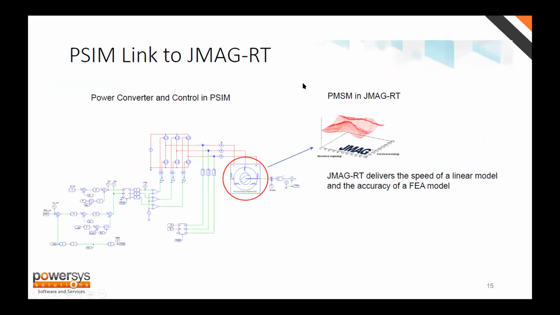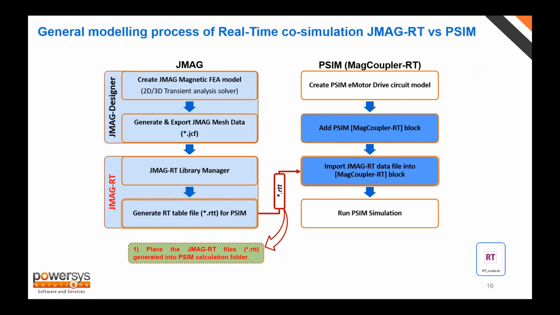So the second way is to use the link with Gmag RT. Gmag RT will also deliver a very accurate model of your electric motor, and you will of course be able to use it in Psim by using this kind of lookup table. Here, the process is very easy.